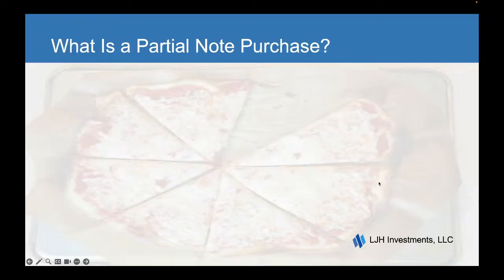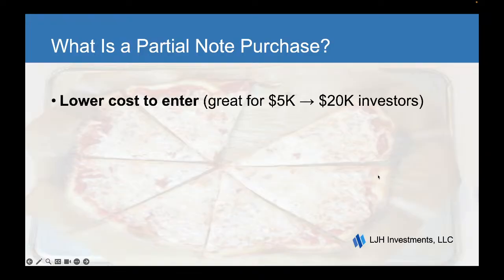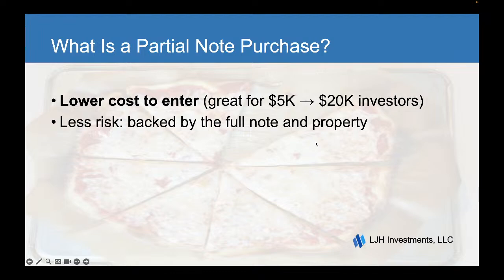So, let's go ahead and just talk about what is a partial note purchase. Like I was saying earlier, it's a lower cost to entry. It's great. If you have $5,000 to $20,000, you can get in at a low barrier to entry. The other thing, it's less risk. It's backed by the full note and the property.